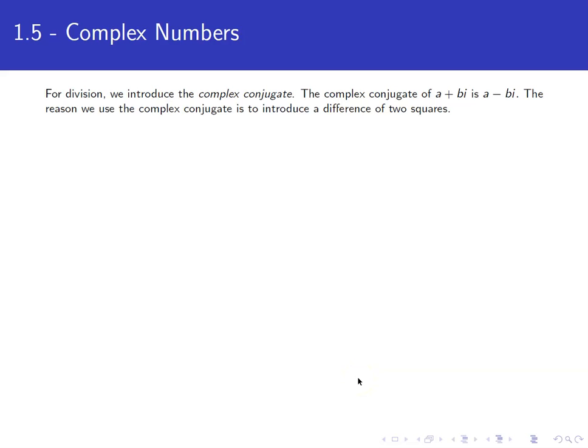Division requires just a smidge more work. Before we do division, we'll define what we mean by the complex conjugate. So if we have a number a plus bi, its conjugate is a minus bi. Basically, to get the conjugate, we just flip the sign of the imaginary part. We leave the real part alone, only flip the sign of the imaginary part. The reason why we do the complex conjugate is because we want to end up with a difference of 2 squares.